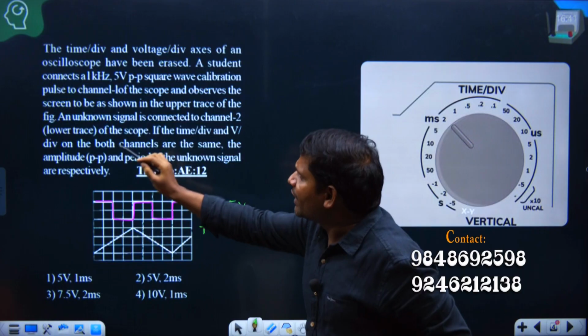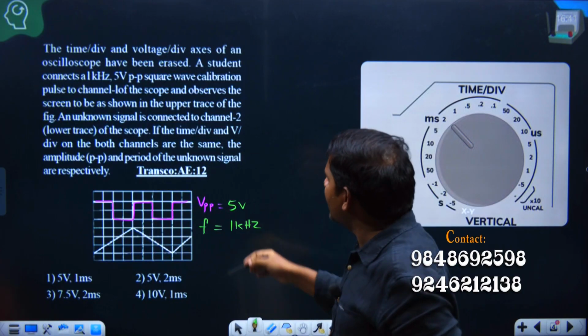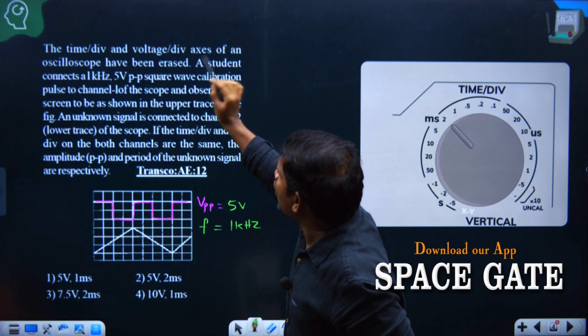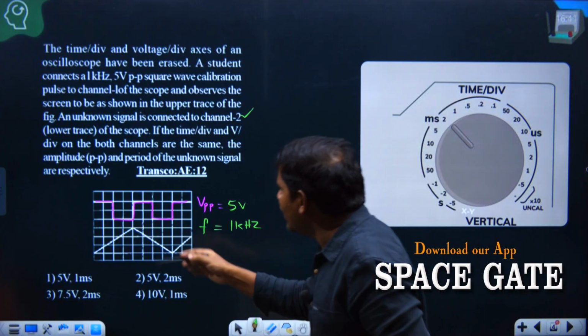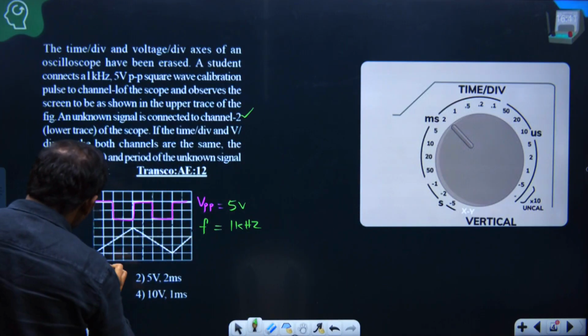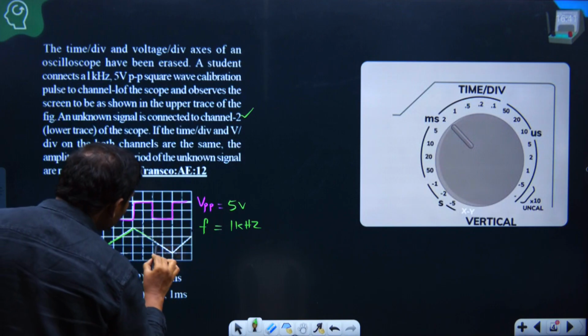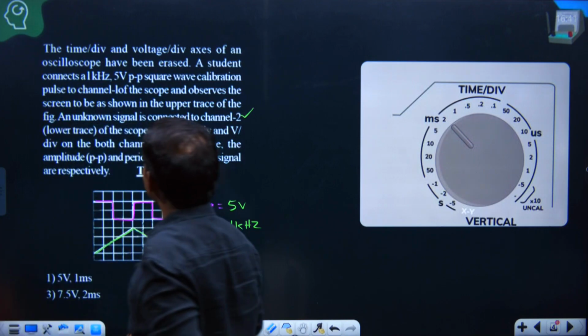The upper trace of the figure. An unknown signal is connected to channel 2. Channel 1 is the known signal, channel 2 is the unknown signal, as shown in the lower trace of the figure. This is the unknown signal displayed on the CRO screen.